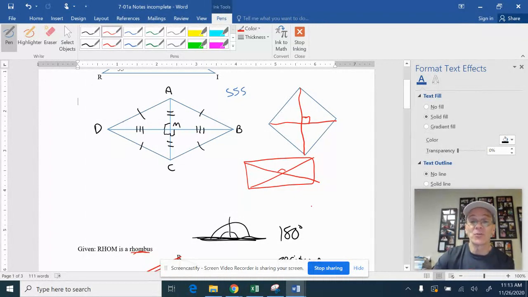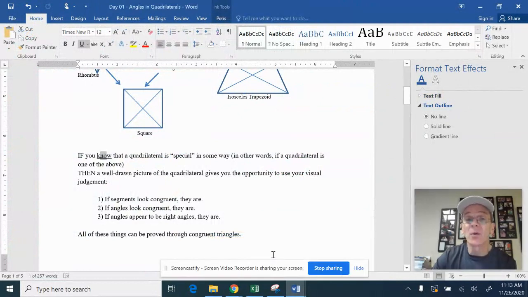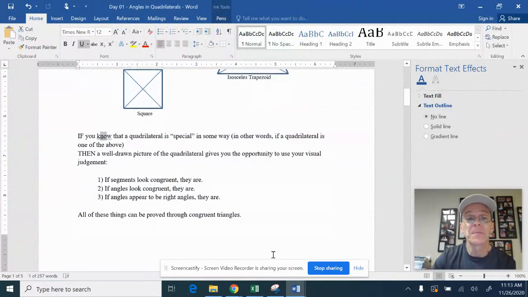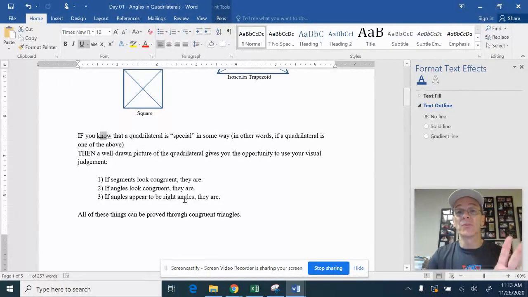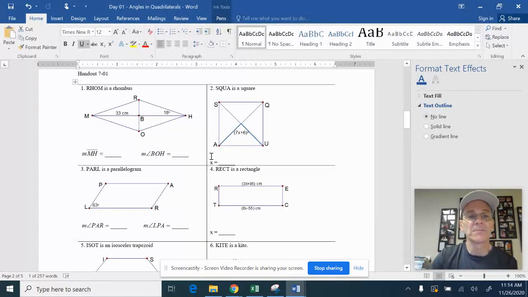And I'm never going to draw pictures of these quadrilaterals that don't look like what they are truly supposed to be, okay? So if segments look congruent, they are. If angles look congruent, they are. If angles appear to be right angles, they are. These are things that we were never allowed to assume before today. And even today, we're still not assuming them, okay, because they are provable when we know that these figures are special, all right? So here's a sneak preview of the homework.